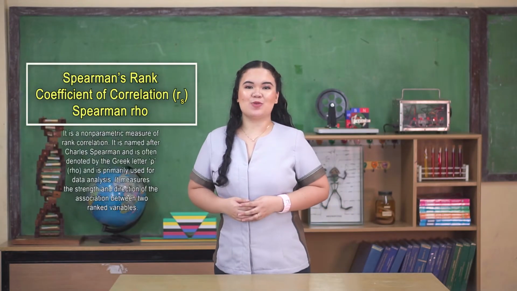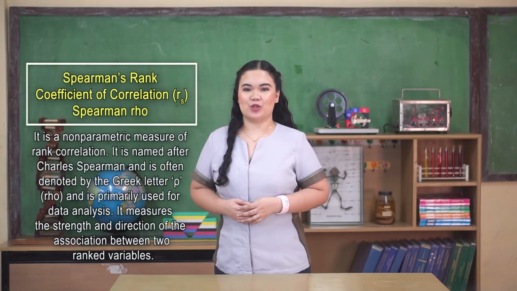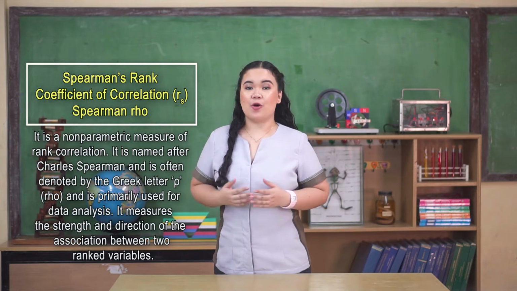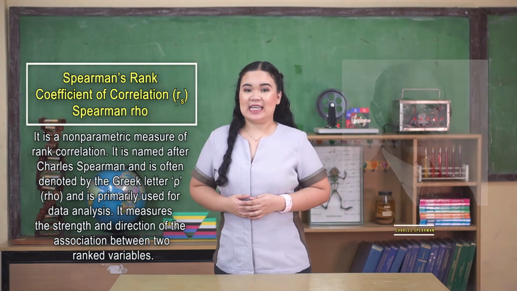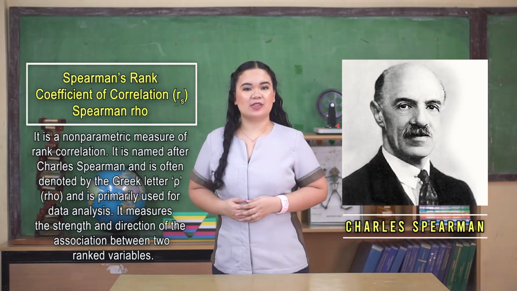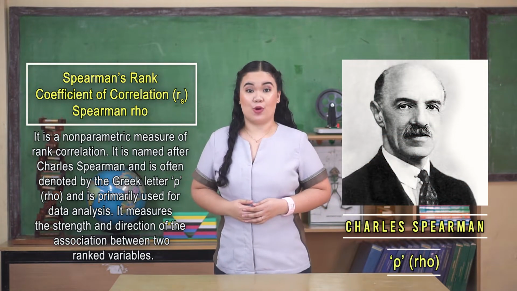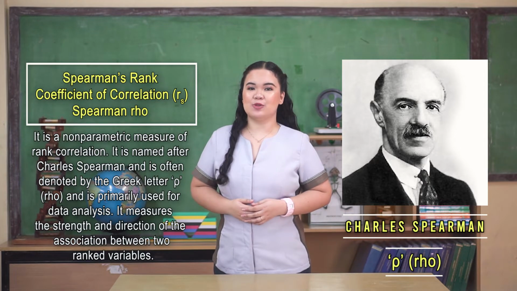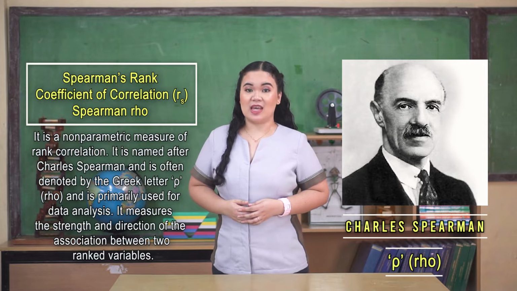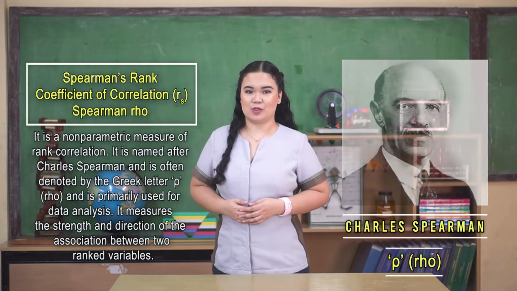The Spearman's rank coefficient of correlation, or Spearman rho, is a non-parametric measure of rank correlation. It is named after Charles Spearman and is often denoted by the Greek letter rho, and is primarily used for data analysis. It measures the strength and direction of the association between two ranked variables.